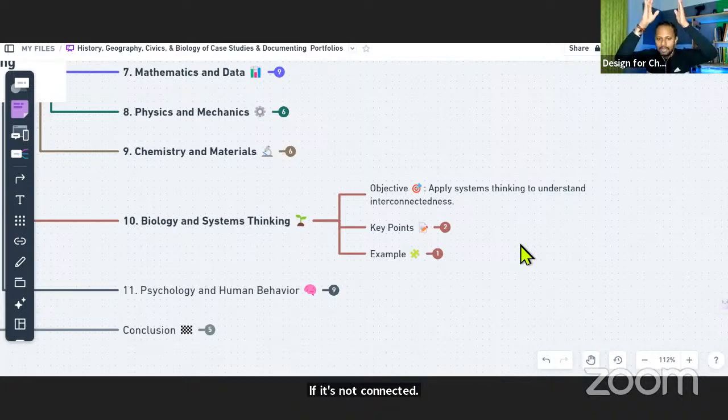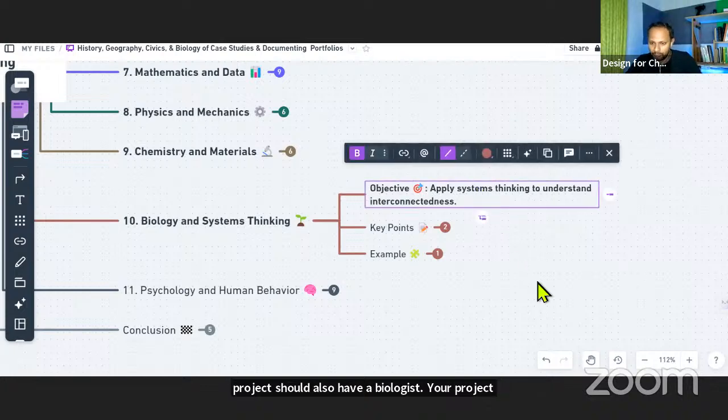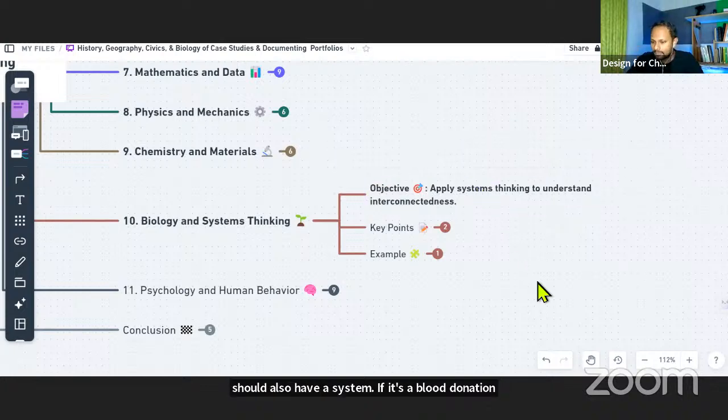Your project should also have a biology, guys. Your project should also have a system. If it's a blood donation system, you need to understand from where the blood is going and how the people are getting benefited and who is getting benefited. What is the business model? What is the NGO's model? What is the government's model? What is the private's model? And how you can understand and bring it into a system.